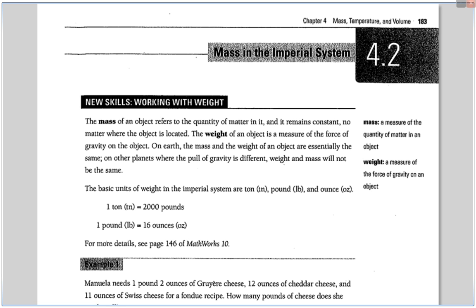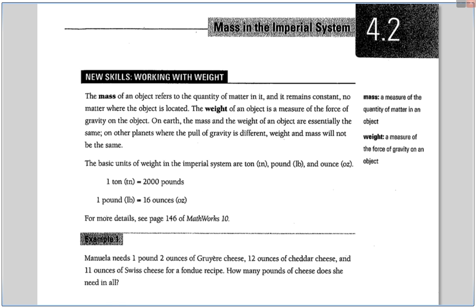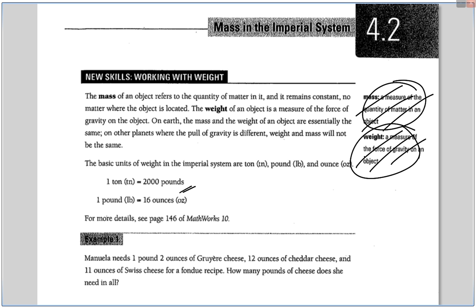Okay, this next lesson is about mass in the imperial system. The most common unit of mass in the imperial system is pounds. You probably know and understand your weight to be pounds. Don't worry about this definition of weight, force of gravity. It's like a physics thing. So for us, mass and weight are pretty much the same thing in our eyes. Basically, when you think of the word mass, just think weight.